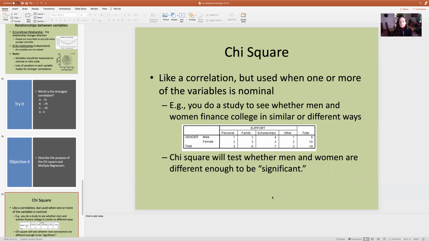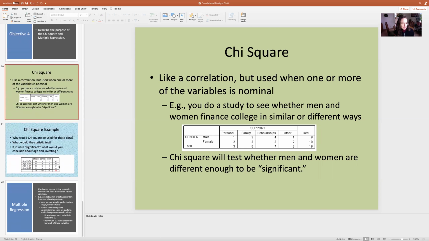So if you did a study to see whether men and women finance college in similar or different ways, you could look at the number of men who were financing in these ways and the number of women who are financing in these ways. And what the chi-square test will tell you, so you can do a statistical test on these, is whether men and women are different enough to be significant. So are men and women significantly different? Is there an important difference in the way that men and women finance their college education? That's for the chi-square. And again, you need to have a nominal variable there.